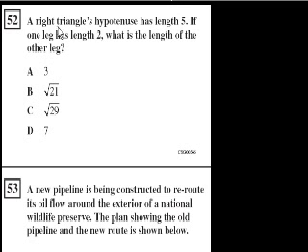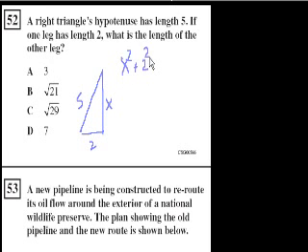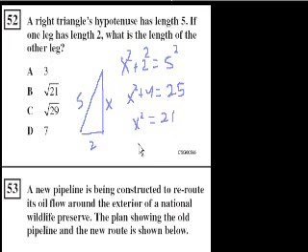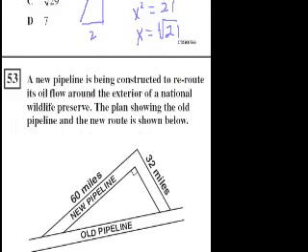All right. A right triangle's hypotenuse has length 5. If one leg has length 2, what is the length of the other leg? Okay, so it's 5, 2, and they want to know the other leg. Pythagorean theorem: x squared plus 2 squared is equal to 5 squared, because 5 is the hypotenuse. X squared plus 4 is equal to 25. Subtract 4 from both sides. X squared is equal to 21. So x is equal to the square root of 21. It's choice B. Next question.